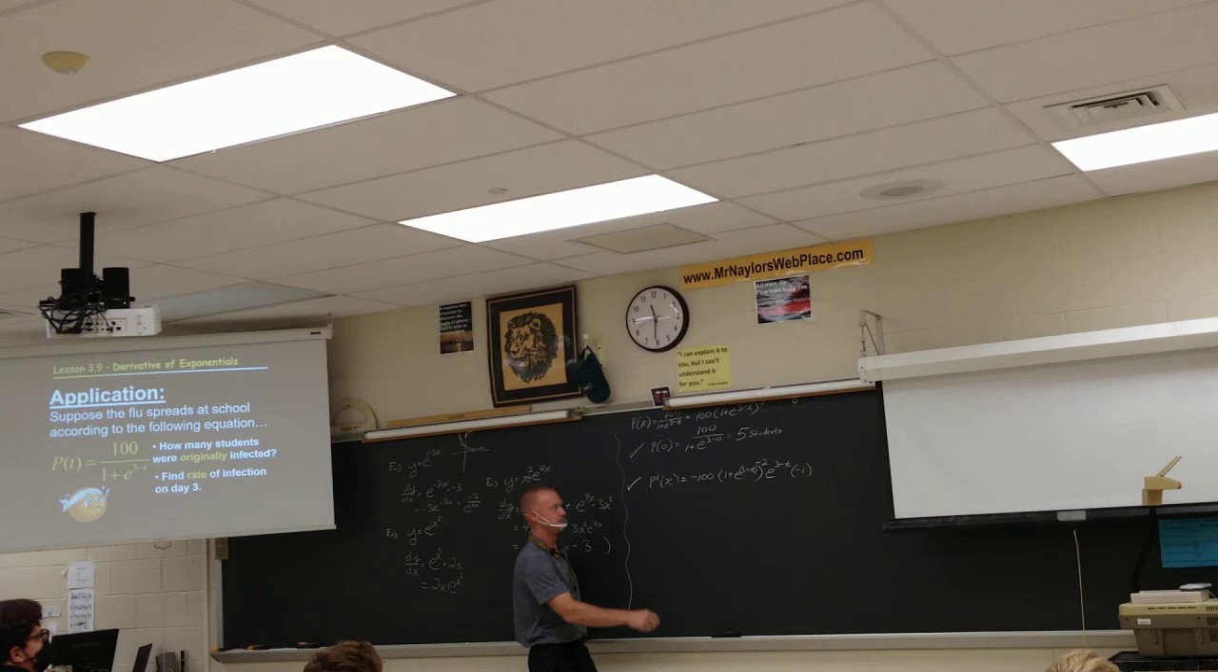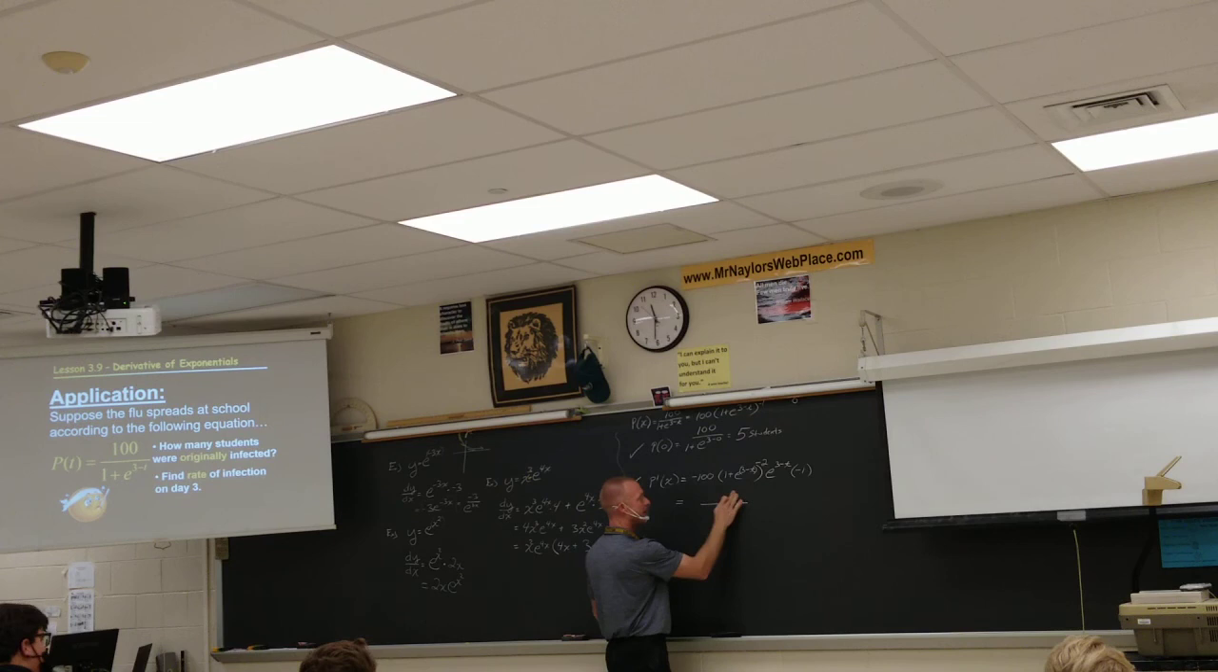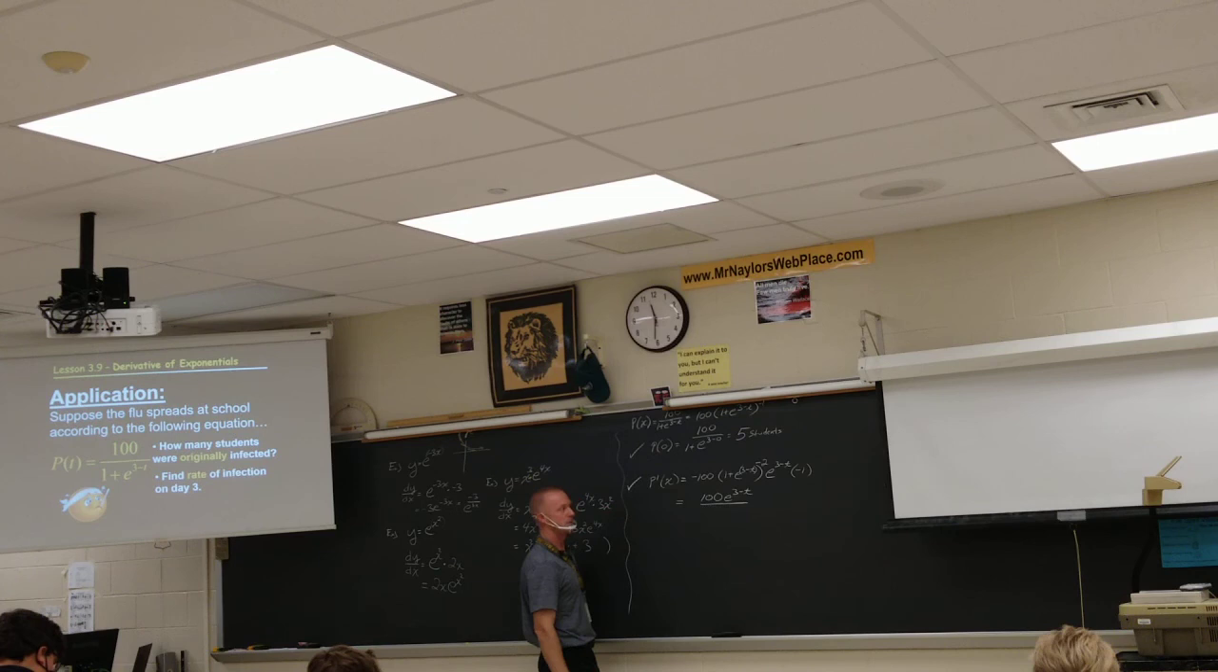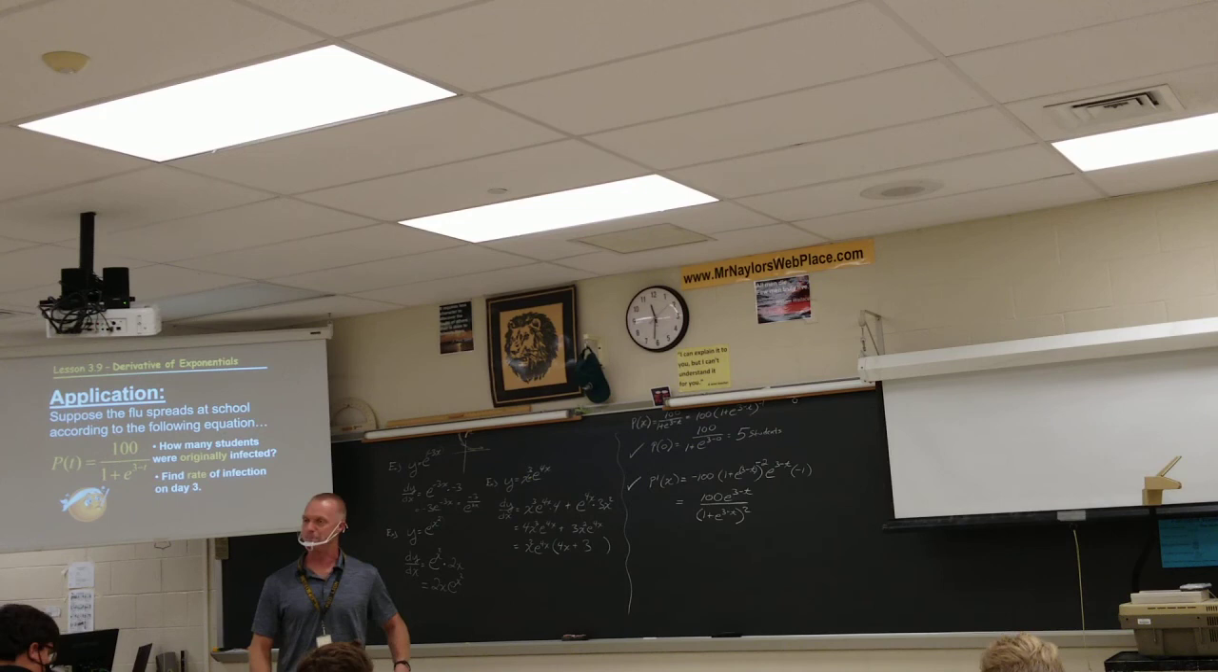Negative 100 times negative 1 is 100. And, oh, I still have that e to the 3 minus t. So I still have that. And then I'm going to fix that big negative exponent. We're going to fix that to be a positive 2.